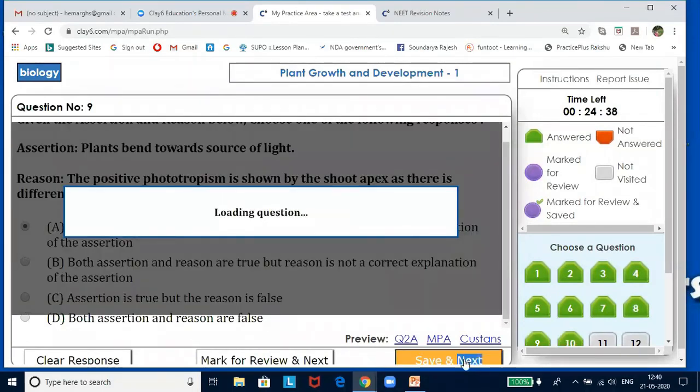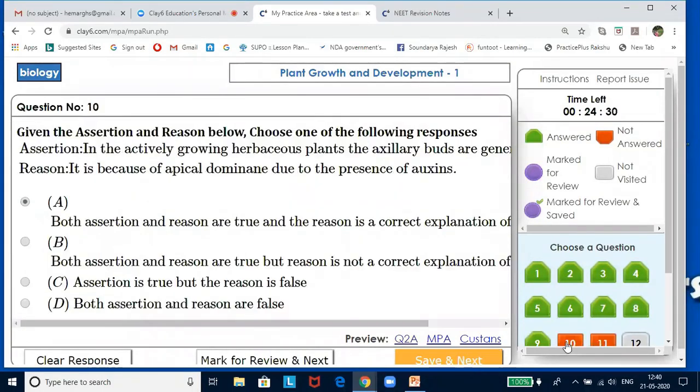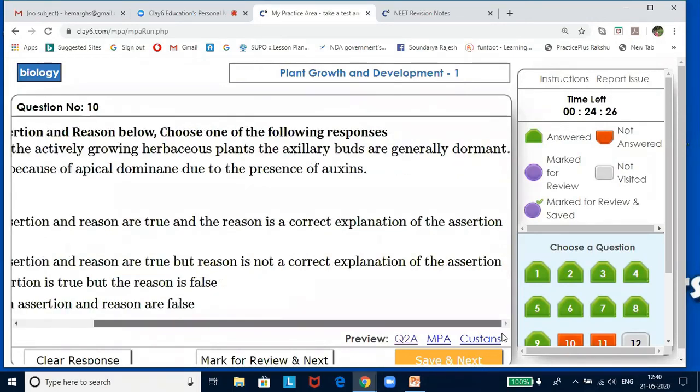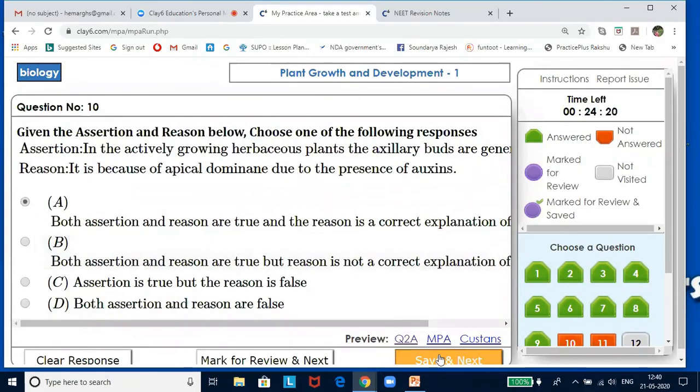In the actively growing herbaceous plants, the axillary buds are generally dormant. It is because of apical dominance. Yes, it is A.